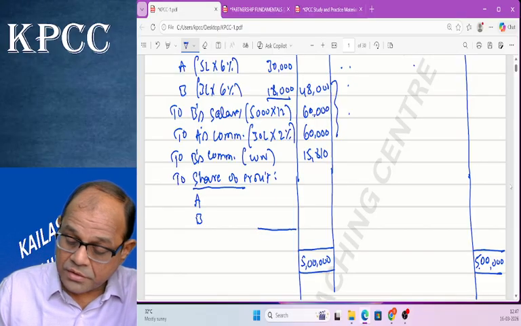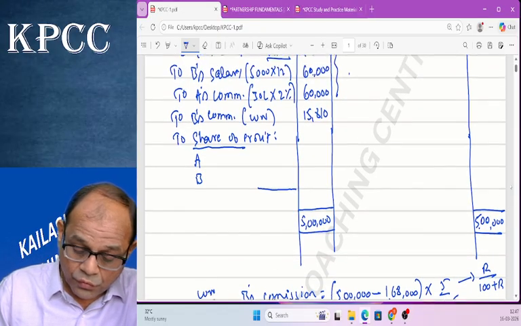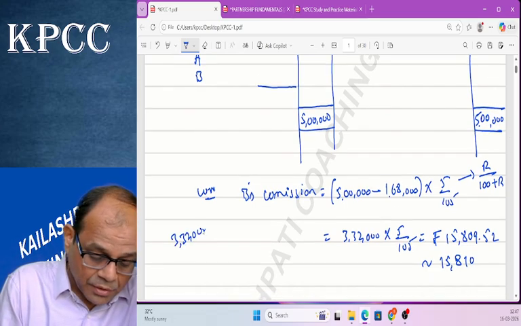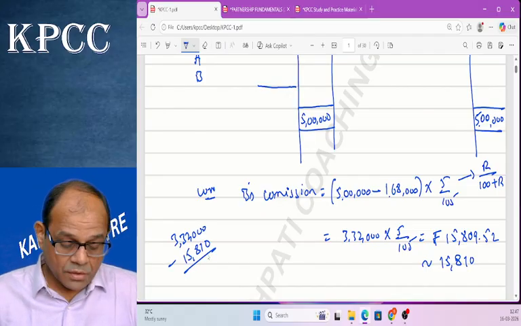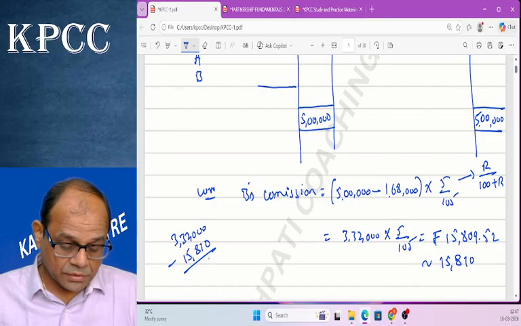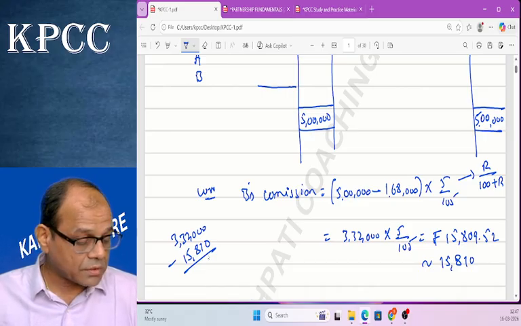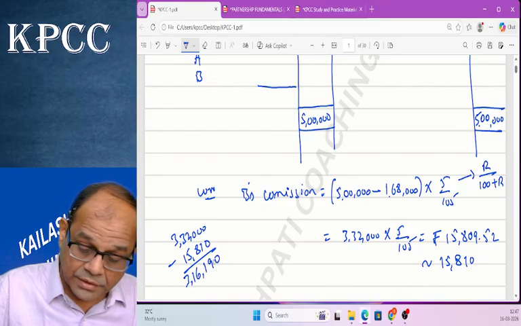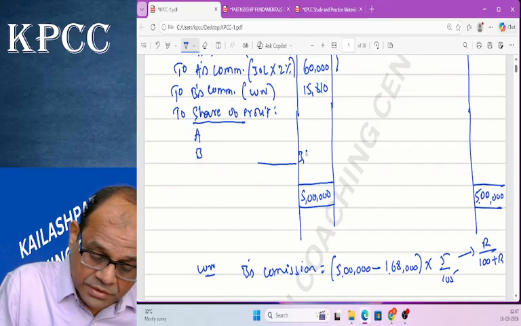Here 5 lakhs. So now, we already found out 3,32,000. Now if you subtract 15,810, it will come to 3,16,190.